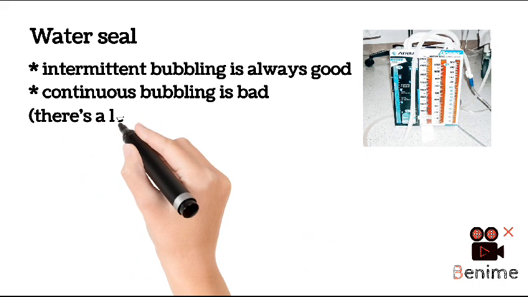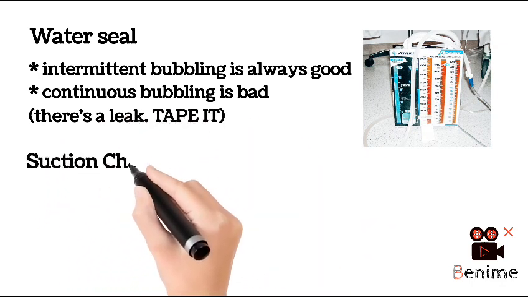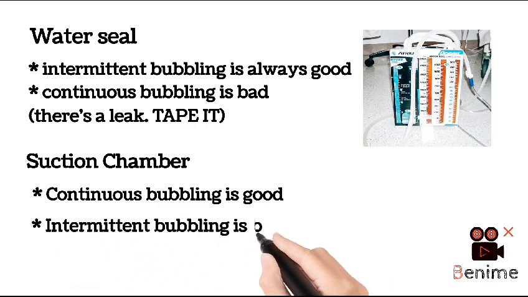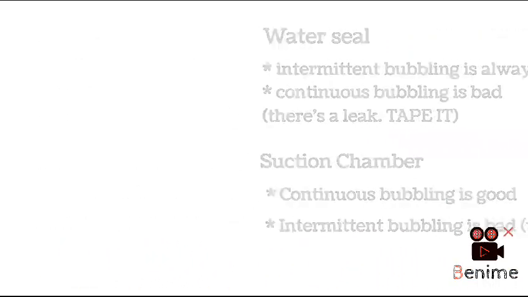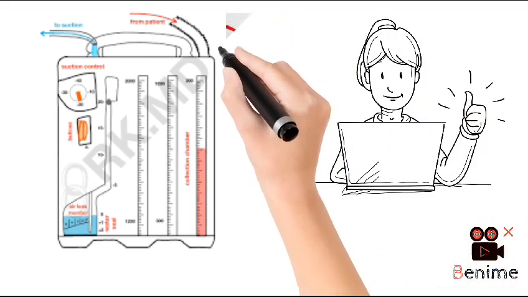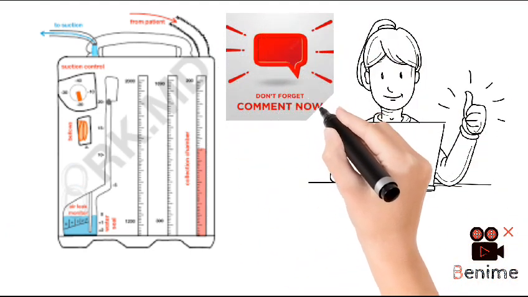In the water seal, intermittent bubbling is always good. Continuous bubbling means there is a leak, and we need to intervene. In the suction chamber, continuous bubbling is good. Intermittent bubbling is bad, turn suction higher. This is all you need to know about chest tubes.